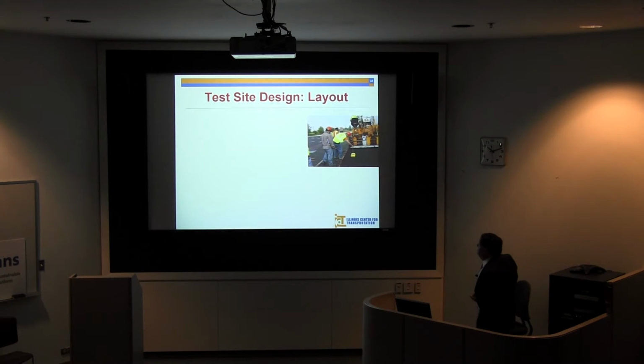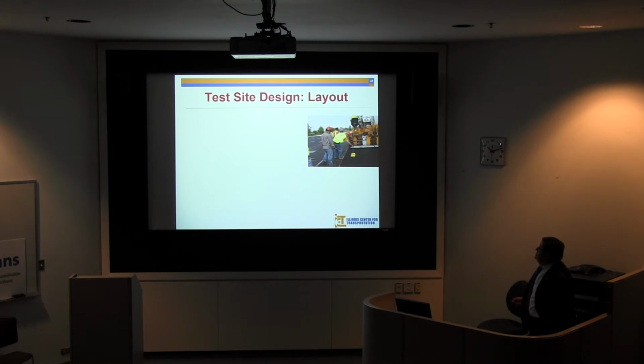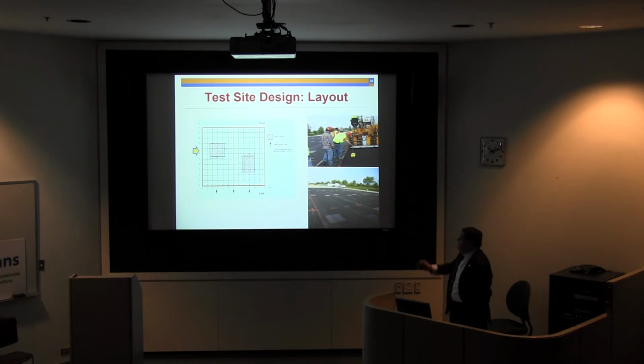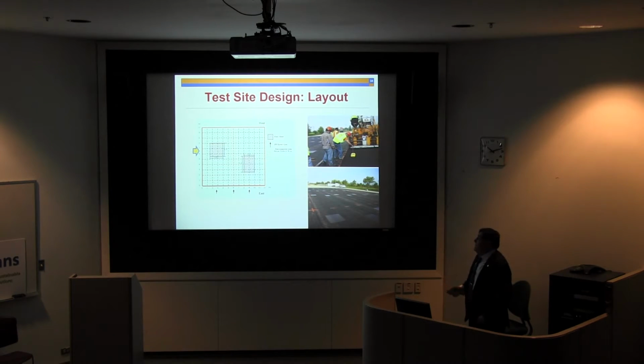So let's see what we did here. We put a big site, and on the side you can see the copper plate here, and we start paving this as a big section. So we put copper plates so we can know what's the complete reflection through the asphalt layer, as you can see here in these sections. What's on these sections?